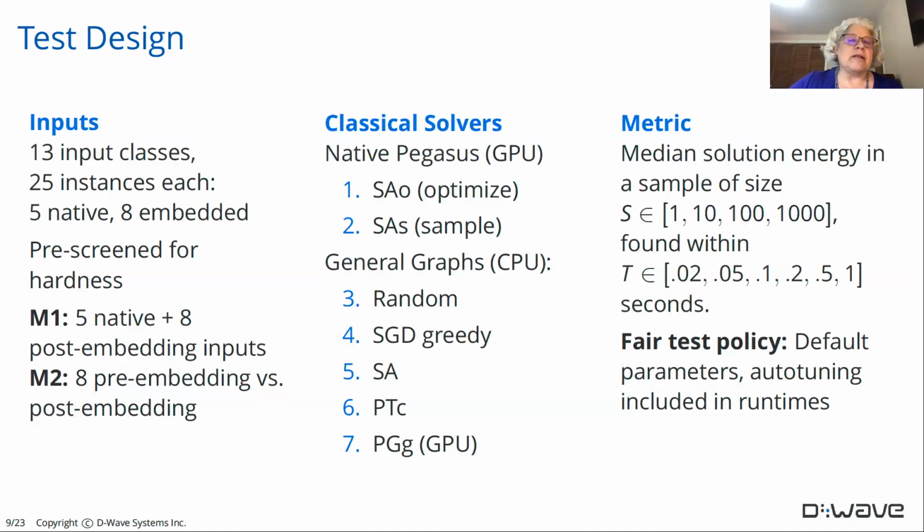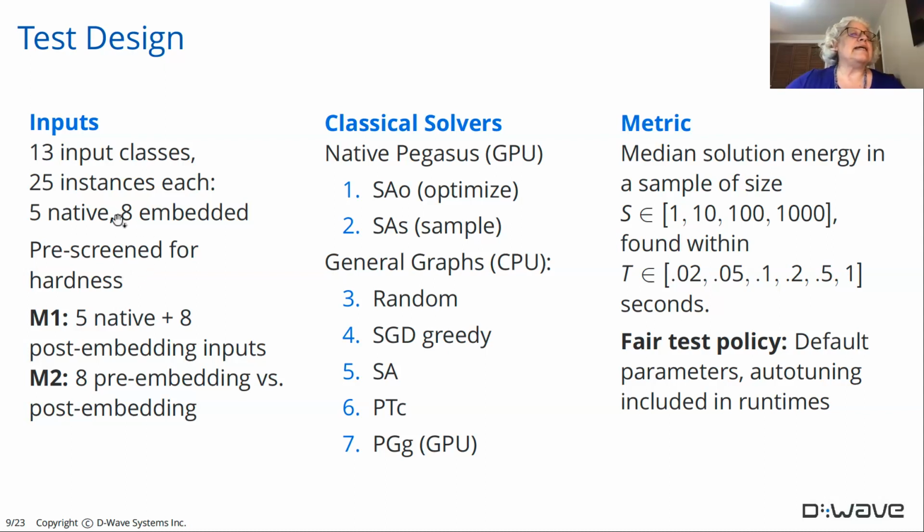We developed one big experiment that gave us the results for both of these milestones. In particular, for our inputs, we developed 13 different input classes and generated 25 instances for each class. 5 of these are native. They're defined directly on the Pegasus graph, so both the physical and the logical graphs are identical in that case. And 8 of them are embedded. They have a logical version that's different from the physical version.